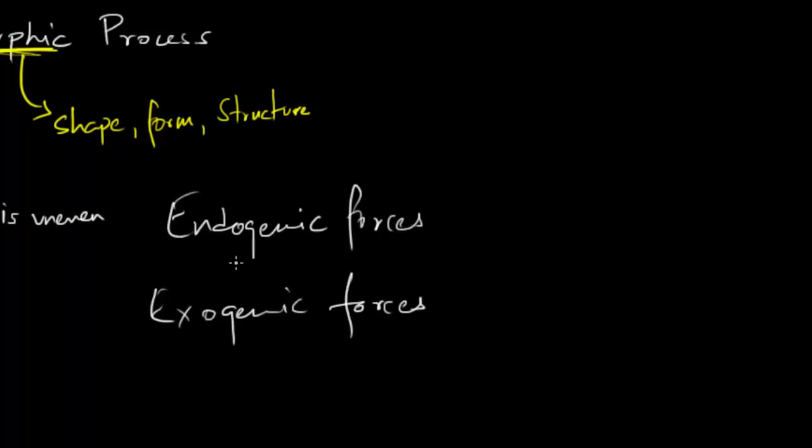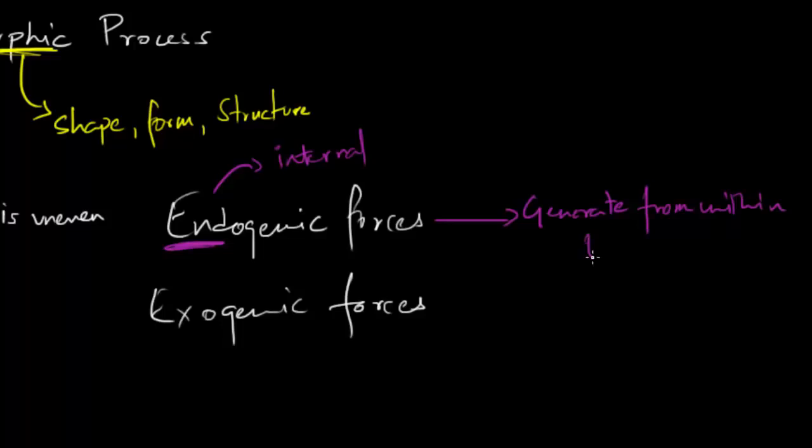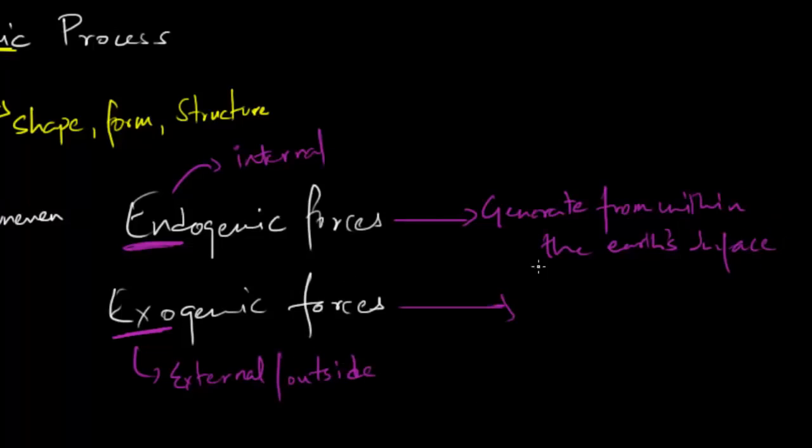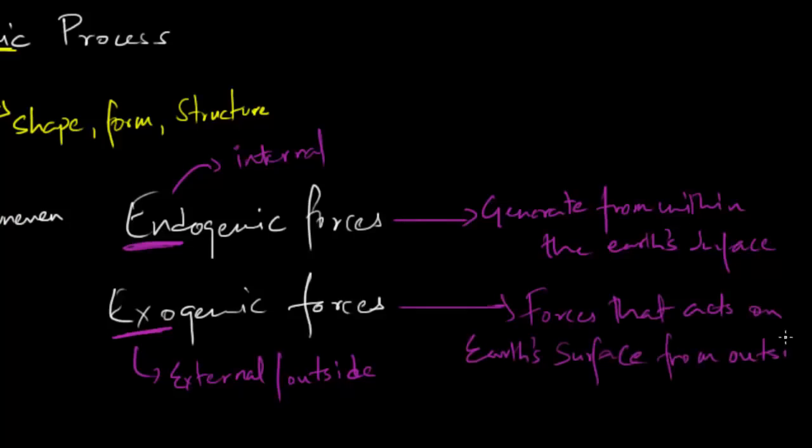To understand the word endogenic forces, we have to look at this term endogenic. In this, the word endo stands for internal. So basically endogenic forces are internal. They are those forces that are generated within the Earth's surface. And the term exogenic, if you look at this term, exo means external or outside. So exogenic forces are those forces that act on the Earth's surface from outside. So always remember, endo means internal and exo means external.